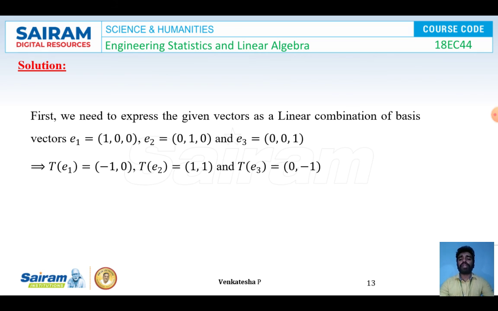First we need to express the given vectors as a linear combination of the basis vectors. So here the basis vectors with respect to R³ are e1 equal to (1, 0, 0), e2 equal to (0, 1, 0) and e3 equal to (0, 0, 1). Now after applying the linear transformation we'll be getting T of e1 is equal to (-1, 0), T of e2 is equal to (1, 1) and T of e3 is equal to (0, -1). This is because of the given data from the problem.